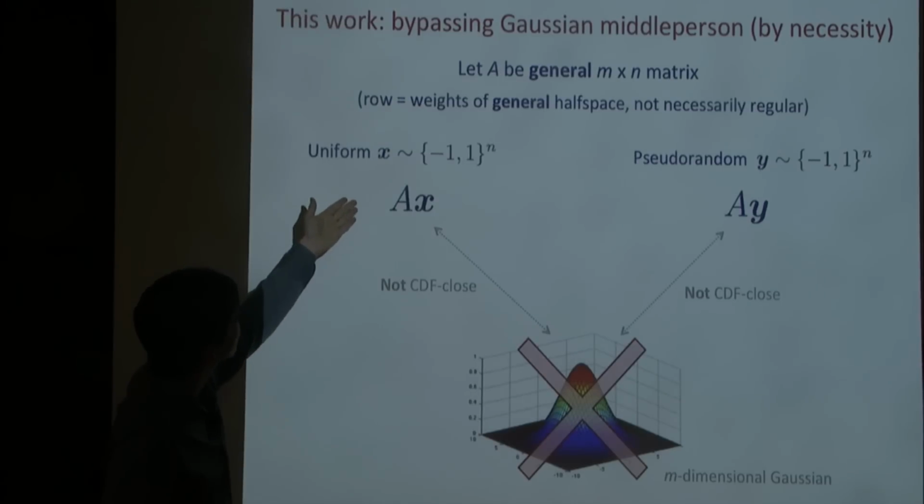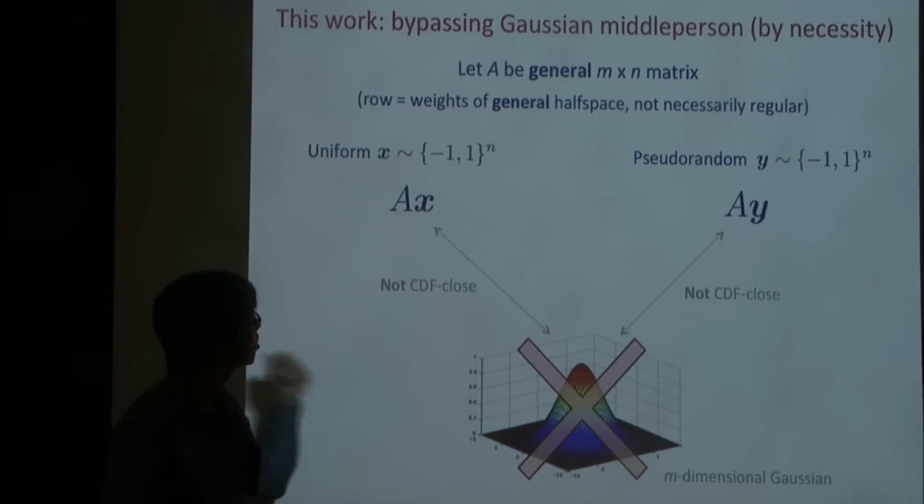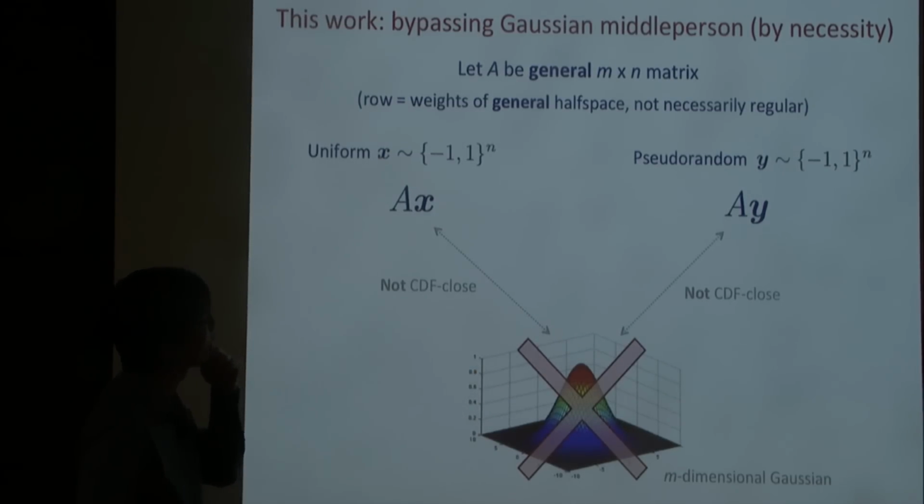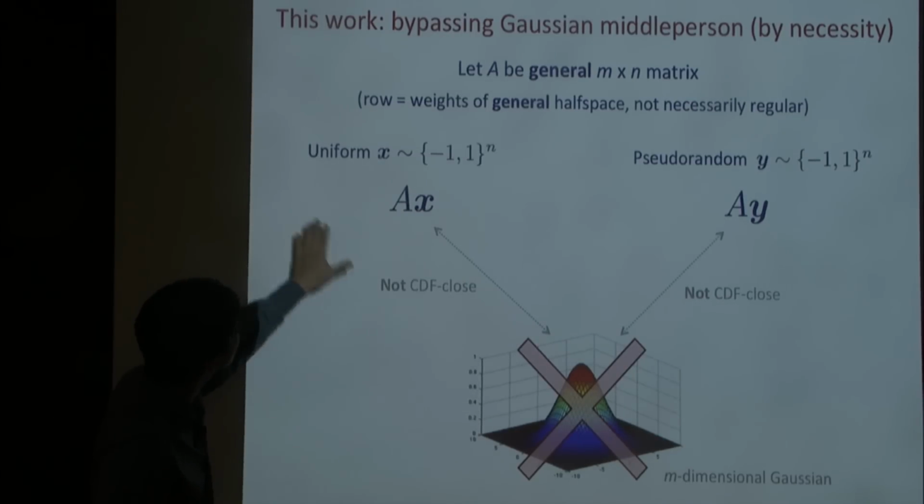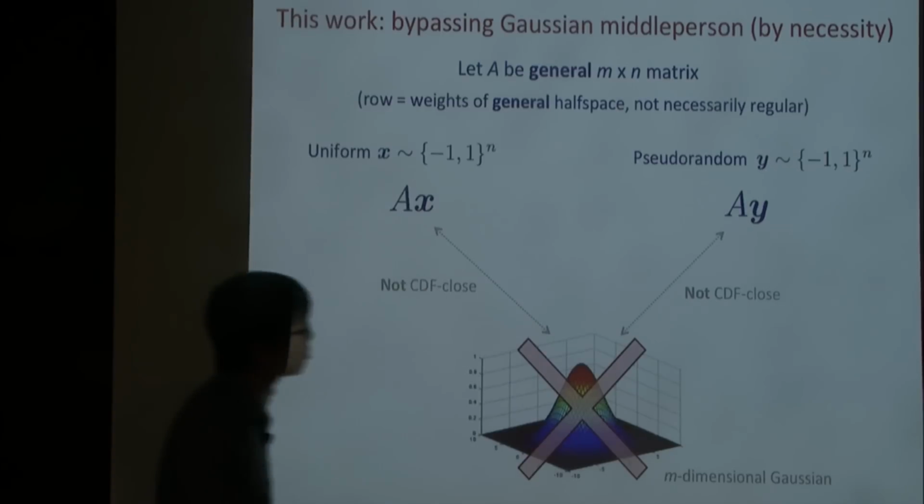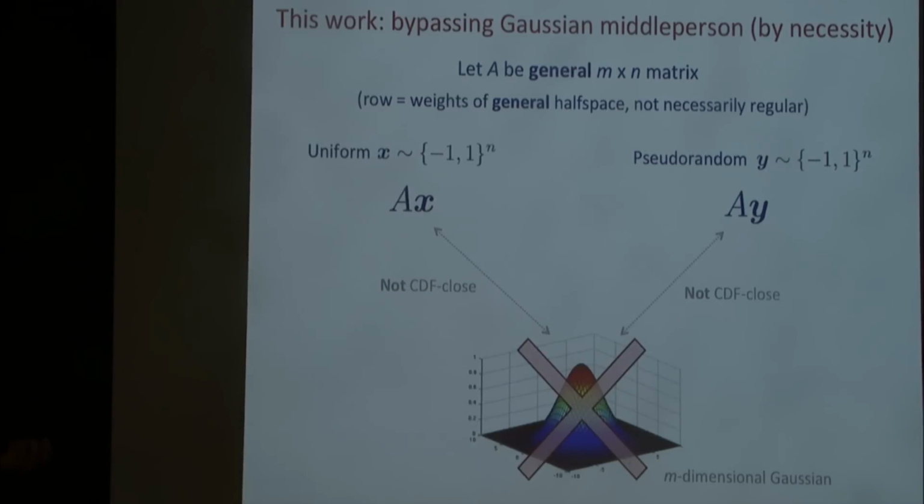As we saw, even for m equals 1, AX is not going to be close to a Gaussian, so for the matrix form it's certainly not going to be close. And if it's not close under uniform, it's certainly not going to be close under pseudorandom. However, the problem of fooling a polytope is exactly the problem of cooking up a Y so that AX and AY are CDF close. So this is exactly our result. We prove that there is a pseudorandom Y such that AX and AY are CDF close.